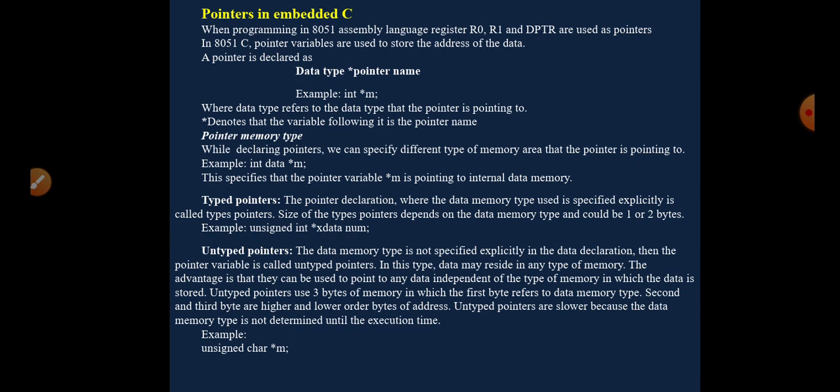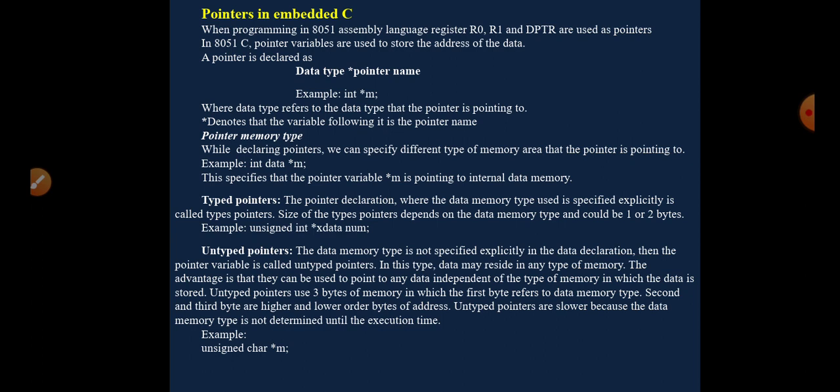Then we have the second one, untyped pointers. The data memory type is not specified explicitly in the data declaration. Then the pointer variable is called an untyped pointer. So in this type, data may reside in any type of memory. The advantage is that they can be used to point to any data independent of the type of memory in which the data is stored.